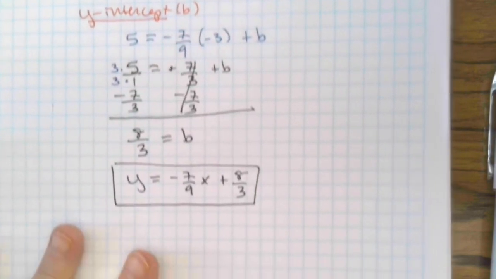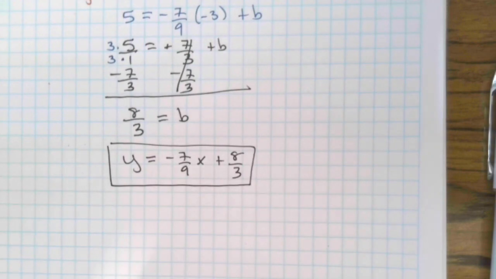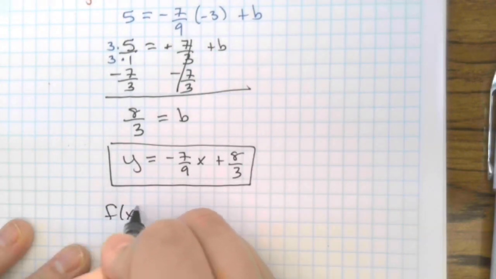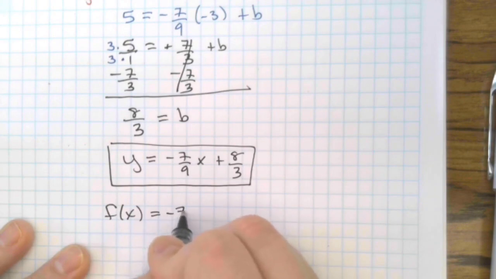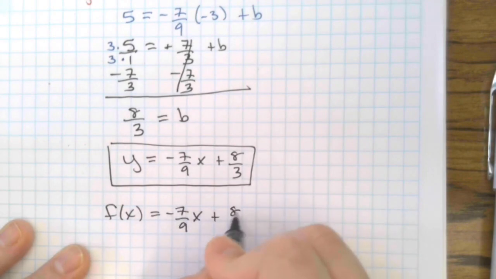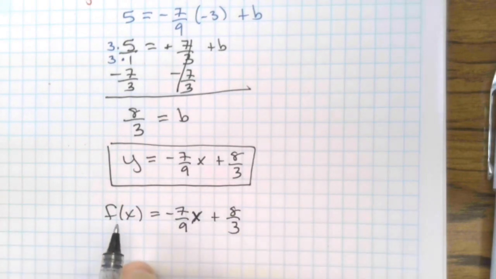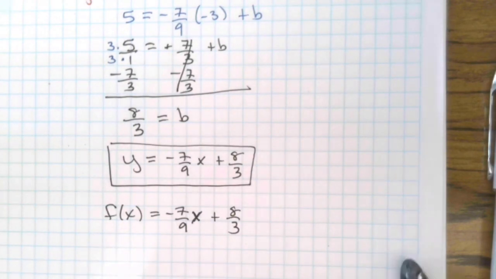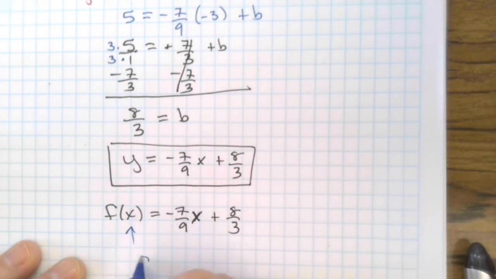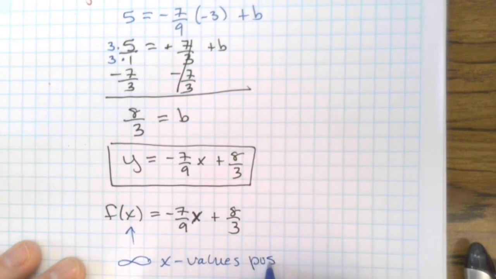If you wanted to write this same equation in function form, it would be f of x equals negative 7/9 x plus 8/3. By putting the x in instead of a number, what we're saying is that there are infinite x values possible. We just haven't done them yet.